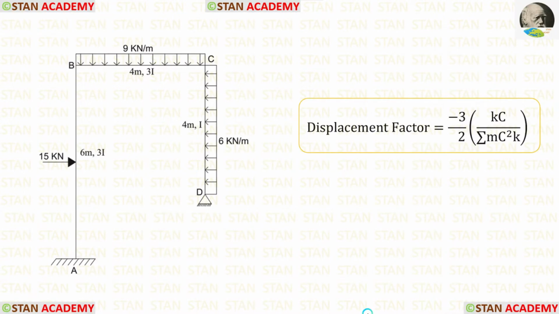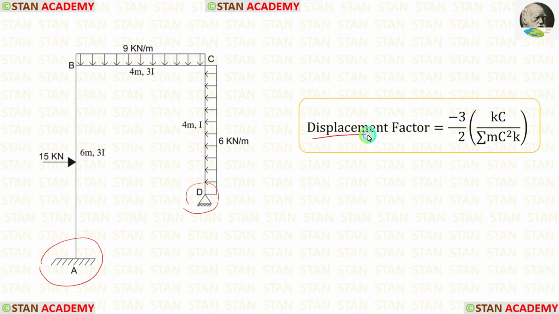We know that this frame is a sway type frame. So we have to find the displacement factor. In this frame, the heights of the columns are different. The height of the column AB is 6 meter. The height of the column CD is 4 meter. Also, we have different end conditions. In the point A, we have fixed support. And in the point D, we have hinged support.